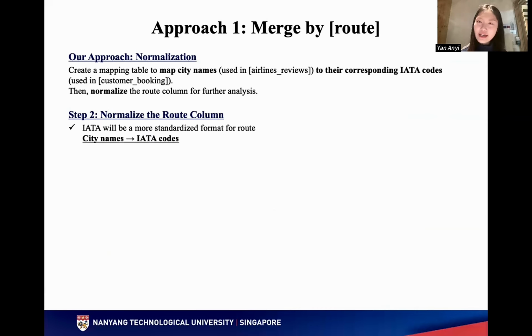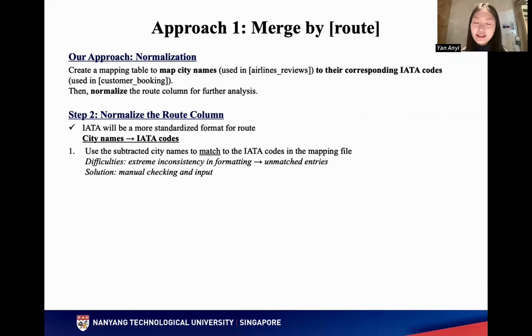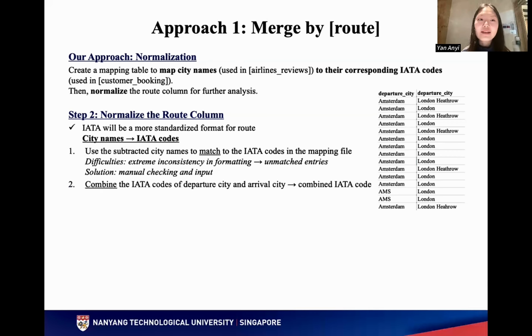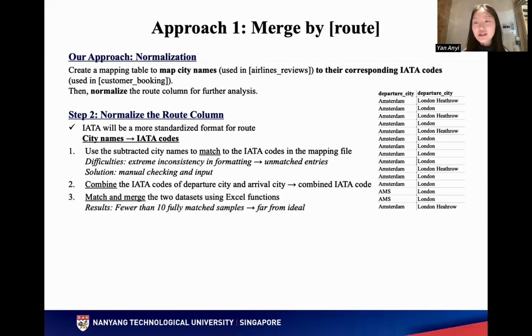We think that IATA might be a more standardized format for routes, and therefore we considered converting city names to IATA codes. So we used the extracted city names to match the IATA codes in the mapping file, and soon we found difficulties, because there is extreme inconsistency in formatting, as shown here. There are a lot of unmatched entries that must be manually checked and input. This costs a lot of time. Then we combined the IATA codes of the departure city and arrival city, and got the combined IATA code to match and merge the two datasets.